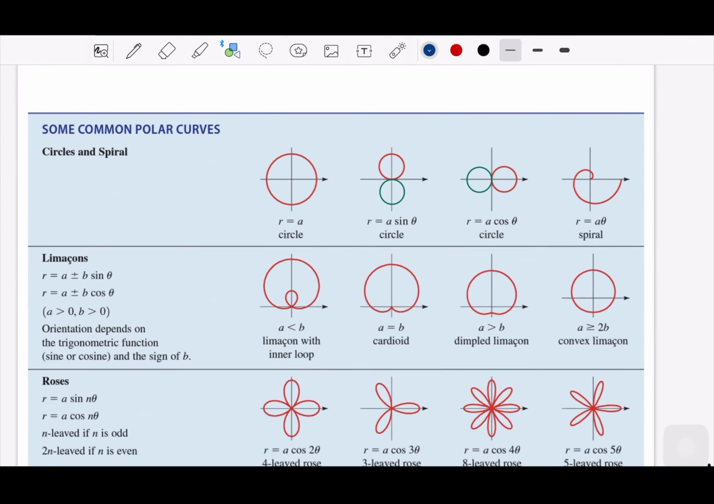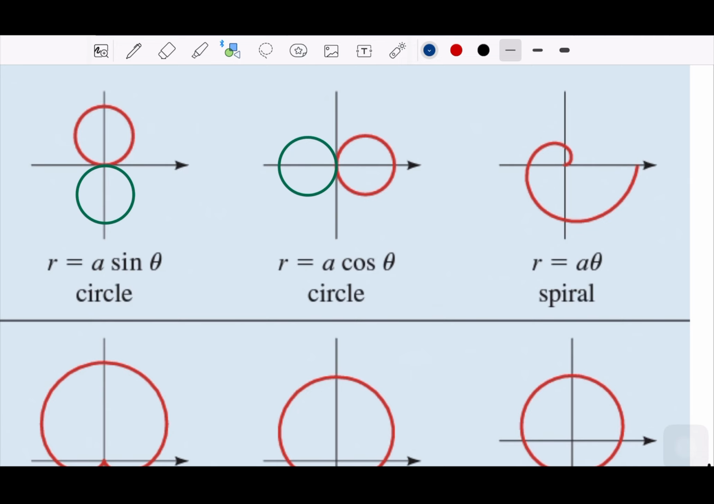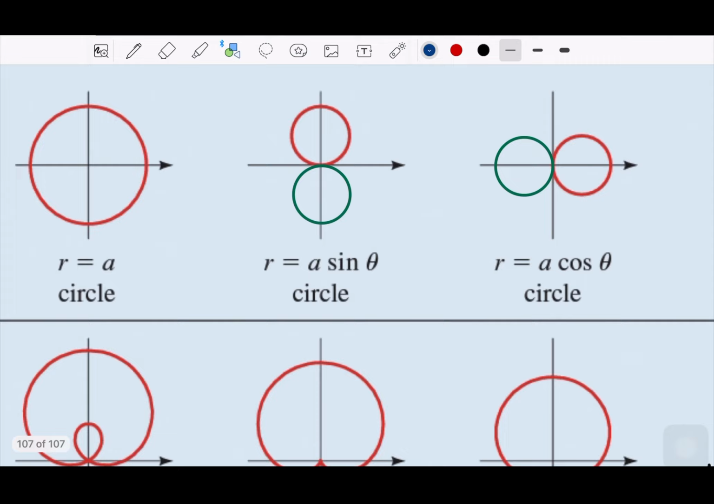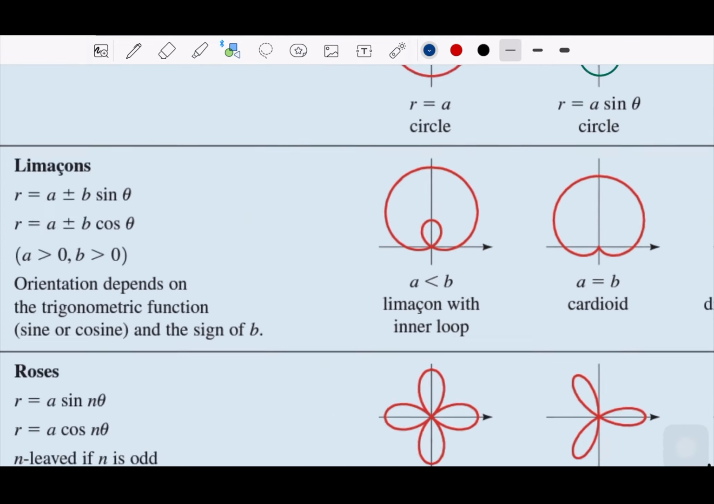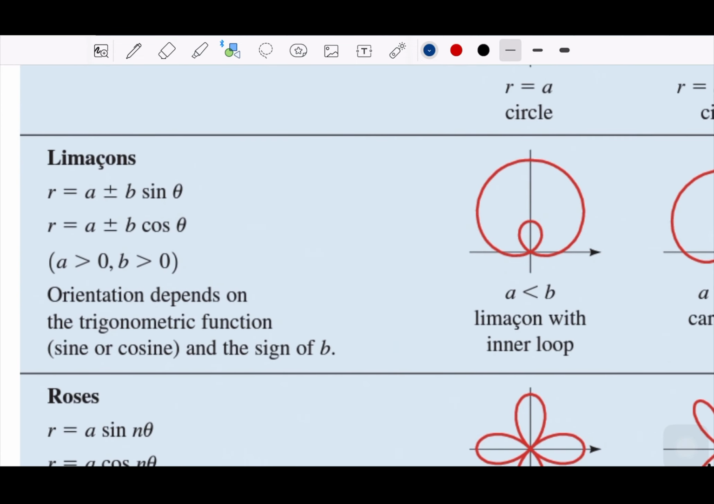We can also have a spiral, but I'm not really explaining the spiral too much. I will leave that for you to find out yourself. But I think the most important ones are sine and cosine. And then we have the limaçon. They already give you some patterns: a plus or minus b sine theta, a plus or minus b cosine theta, where a and b should be positive. Of course, the plus or minus depends on the situation as well.